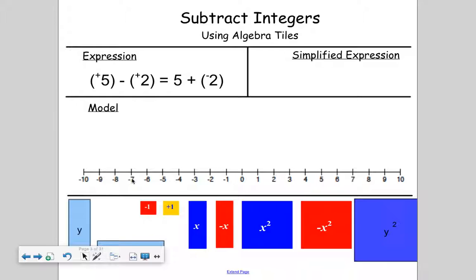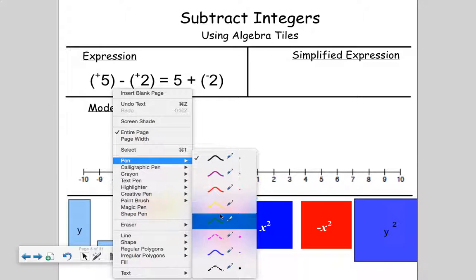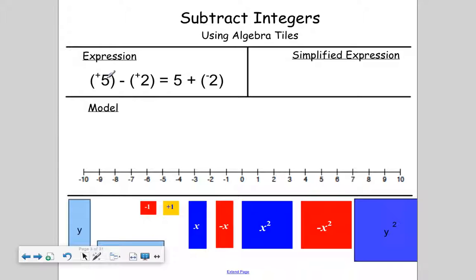Alright, so we are going to learn how to use number lines. So let me get my pen. I'll use green. So as you can tell, what's 5 minus 2? 5 minus 2 is equivalent to saying 5 plus negative 2. So I kept the 5. I added, and what's the opposite of 2? Negative 2. Same thing as saying 5 plus negative 2.